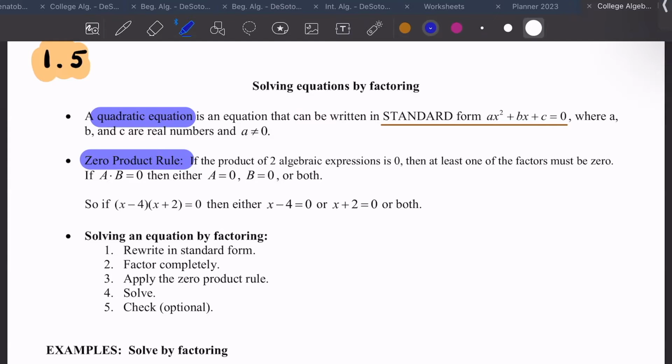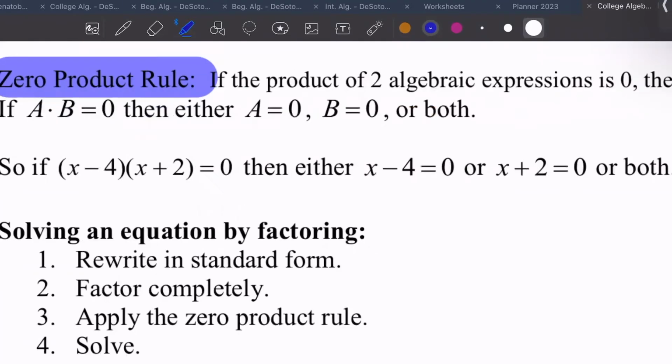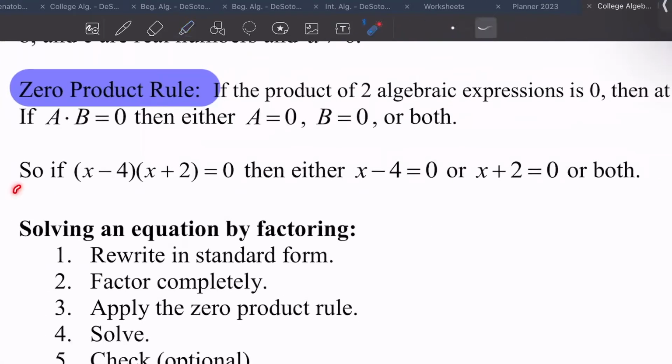Let's look at a more specific example. If (x minus 4)(x plus 2) equals 0, then either x minus 4 equals 0 or x plus 2 equals 0, or both of them equal 0, which makes sense, right? If I have two things multiplied together to equal 0, then one of them has to be equal to 0, because that's the only way we get 0 when we multiply things. Anything times 0 is 0.